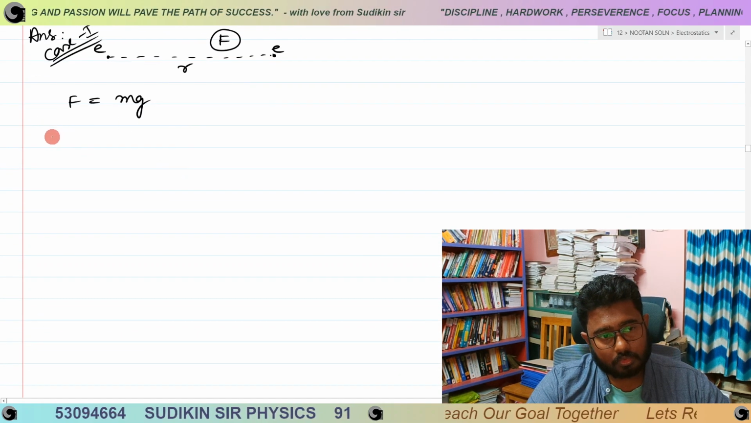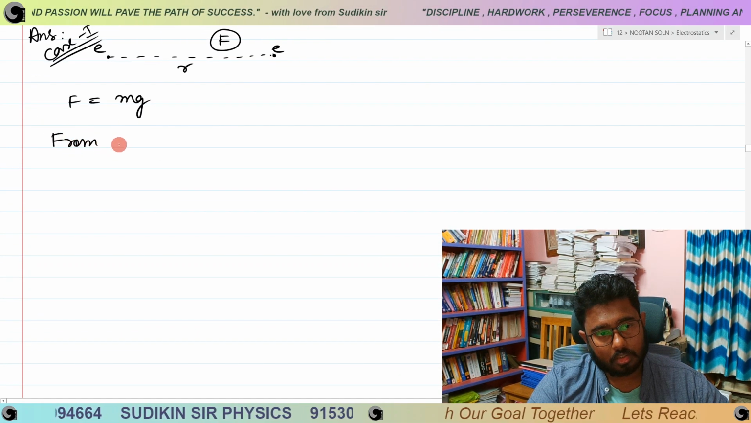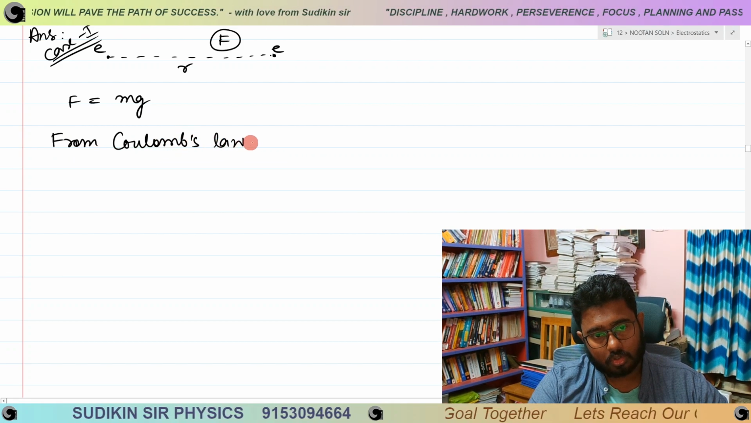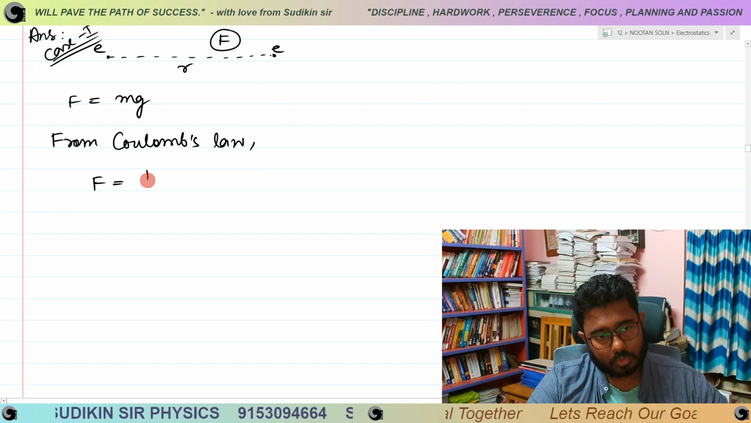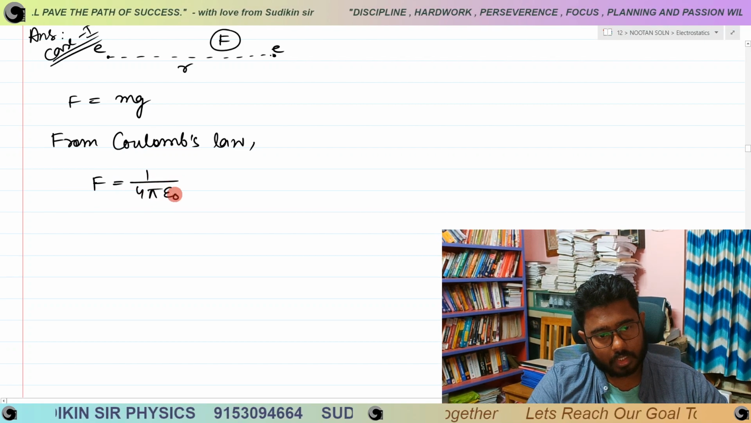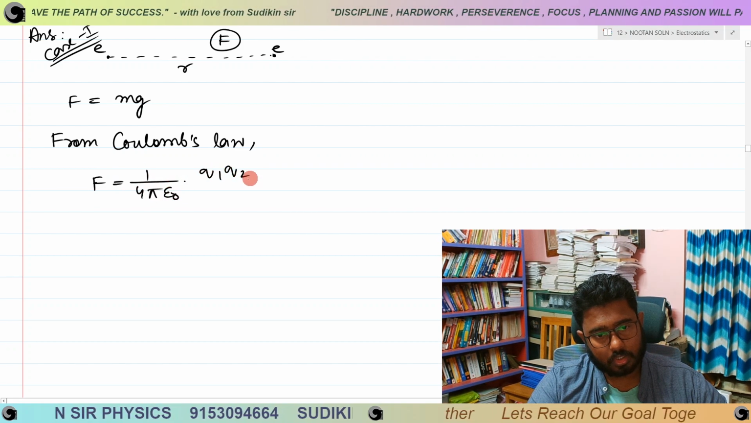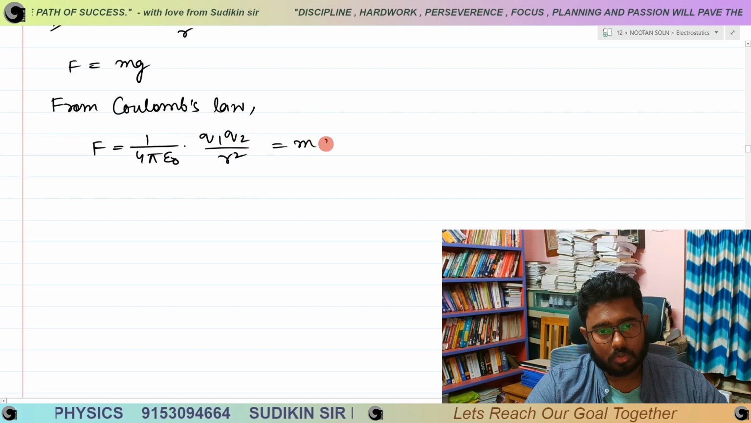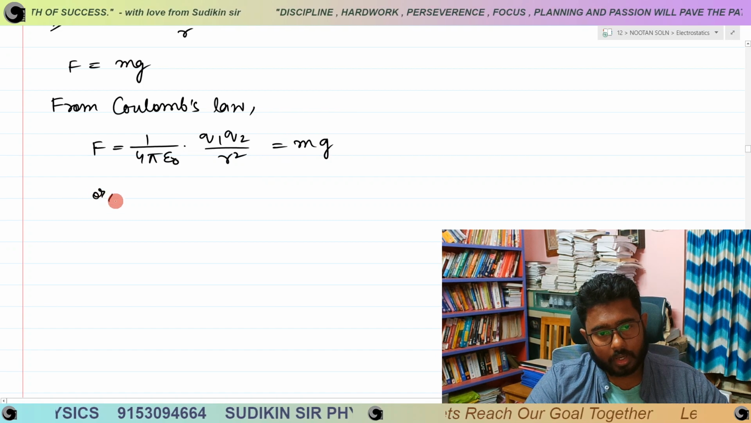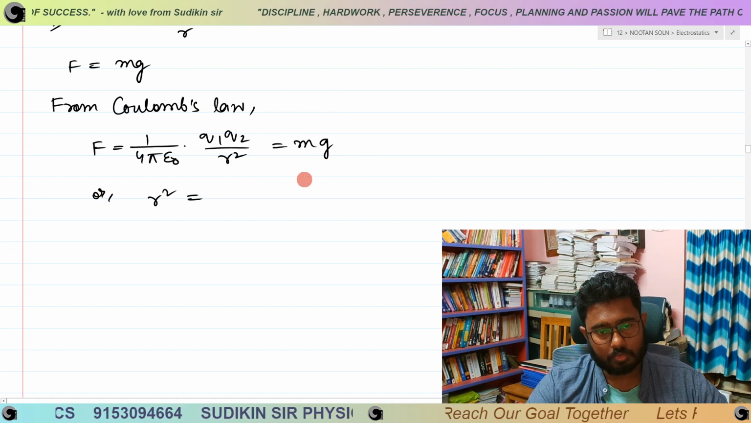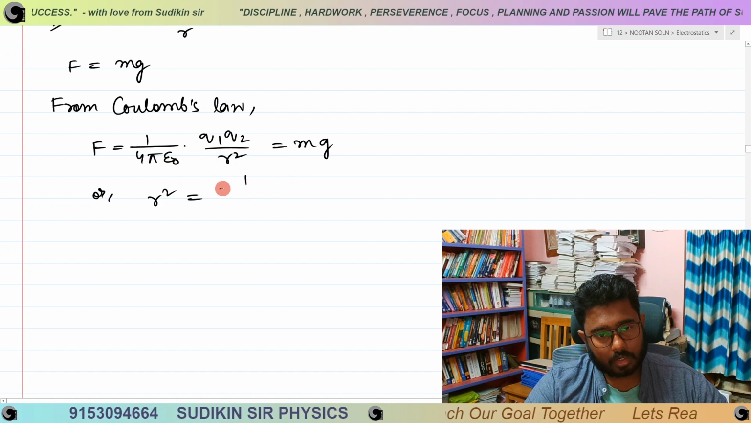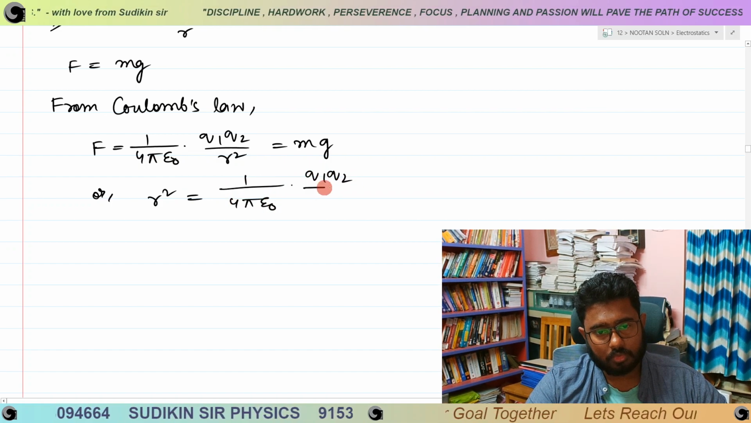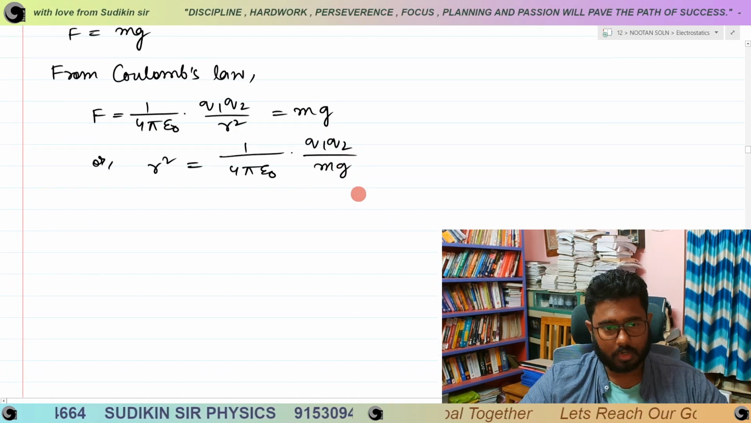So first, from Coulomb's law we can say F equals 1 by 4 pi epsilon naught q1 q2 by r square, and that is equal to mg. We need to find out r square. So what will be r square? R square will be 1 by 4 pi epsilon naught q1 q2 by mg, right?